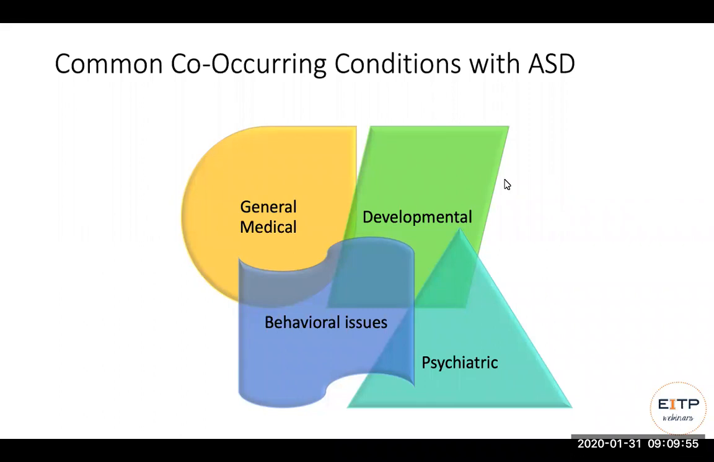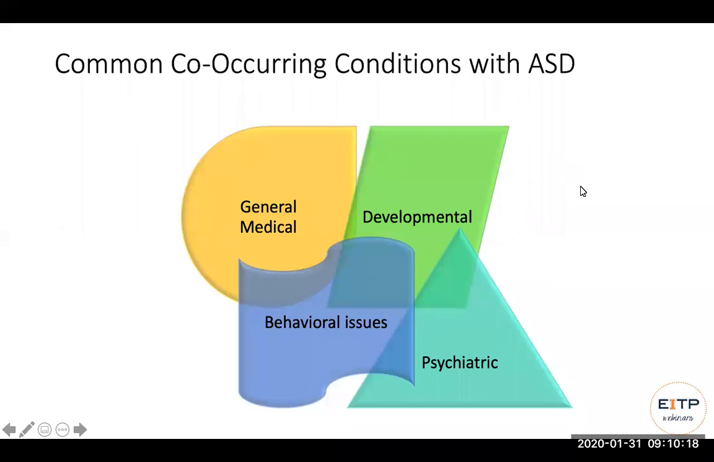So you're not going to hear a lot about the epidemiology of autism, how we diagnose autism, or the genetics of autism. I'm just going to focus on the co-occurring conditions. We want to make this as interactive as possible, so feel free to chime in if you have questions.